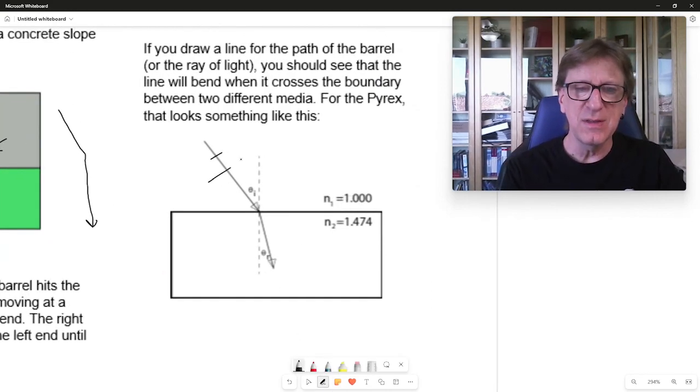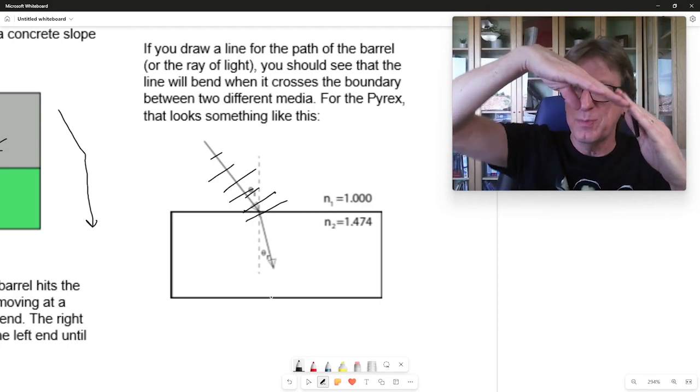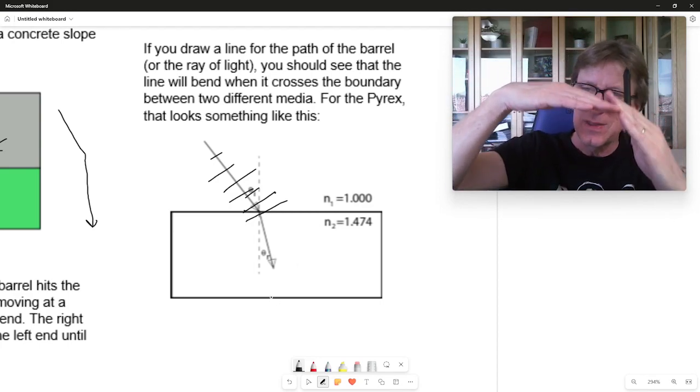So I've got this light ray that comes in like this, but this end, as soon as it touches, starts moving more slowly. But this end is still moving more quickly. So overall, the light wave has to stay perpendicular. So I'm not going to get any bends or anything like that.